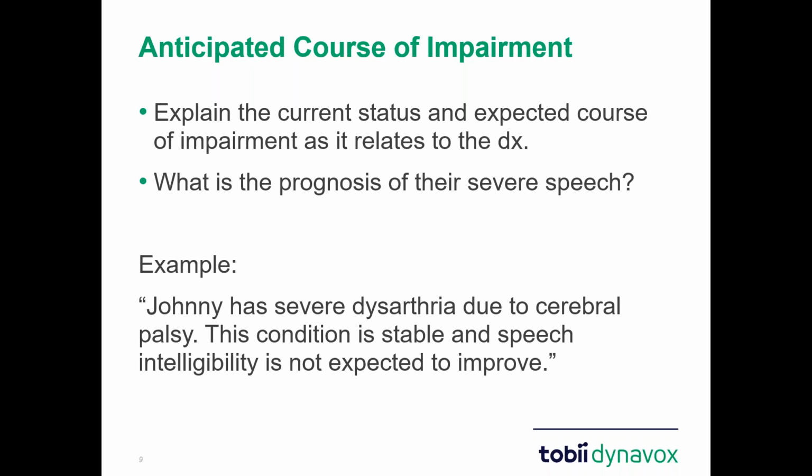So here's another example. So Johnny has severe dysarthria due to CP. This condition is stable and speech intelligibility is not expected to improve. So they just want to know, obviously, that speech is not expected to improve. If it is, they're going to be like, then why do you need a device?